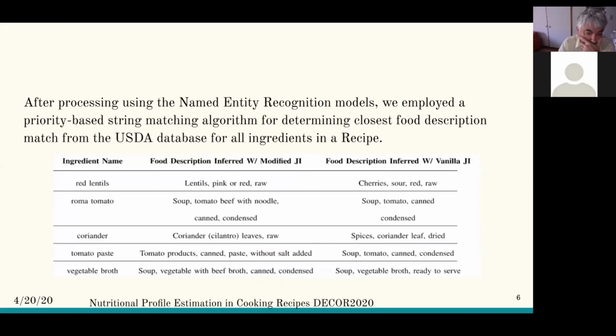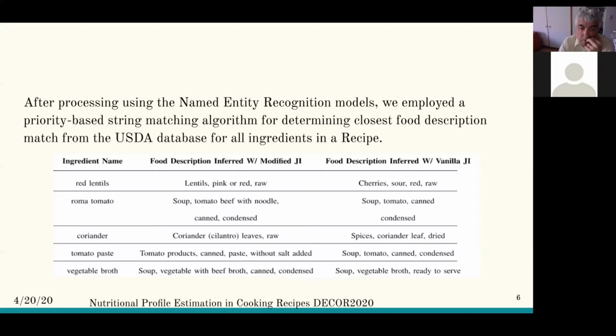But just as an example, we can see that if the ingredient name was Roma tomato, and the food description that we matched was soup, tomato, beef with noodle, canned, condensed. Now, obviously, this is not that accurate, but it's the best that we got from our nutrition data set. If you look at coriander, if you got that in a recipe, it would be matched to coriander, cilantro leaves, raw, which is pretty accurate. So there are two types of Jaccard indexes mentioned here, the vanilla type and the modified type, and we'll be talking about that in the next few slides.